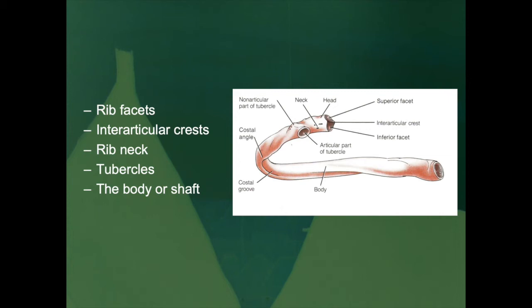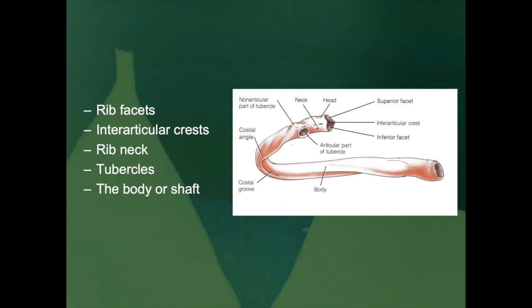So the tubercle of the rib and where it's located is important as it relates to the neck and when it joins the body of the rib itself. The tubercle is important. There is a non-articular part of the tubercle, and this affords attachment for things like ligaments. And then, of course, we have the articular part articulating with those transverse processes.